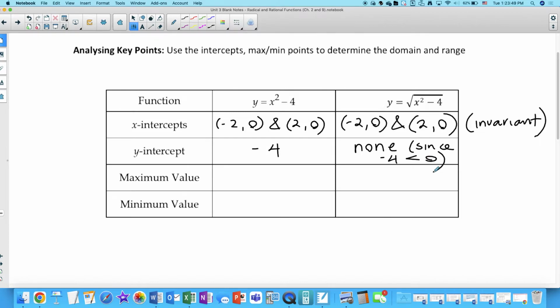Okay, maximum value of the original. Infinity, yeah, there is a maximum value. It's just not a finite value. Okay, what's the maximum value of the radical? What's the square root of infinity? Also infinity. Yes. I find this fascinating.